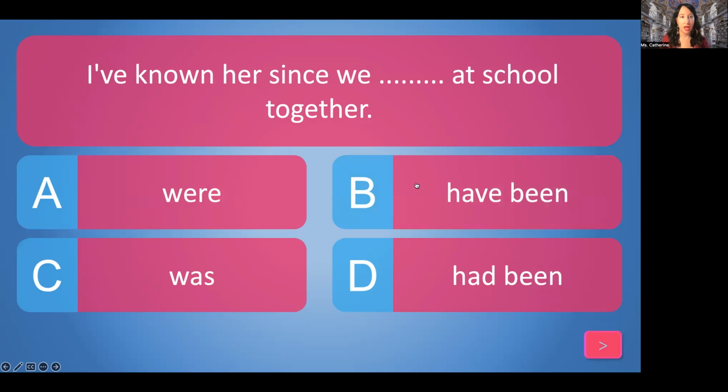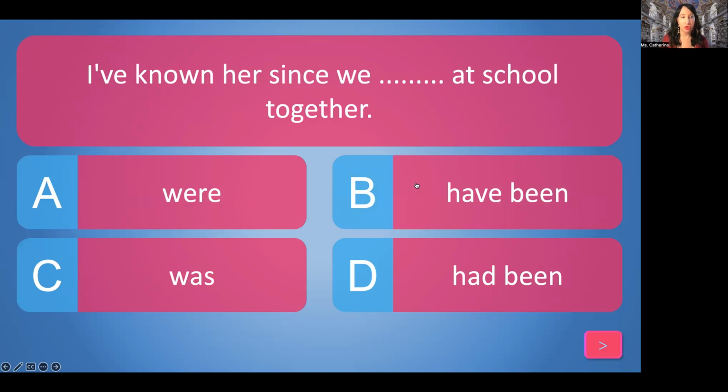How about this one? I've known her since we blank at school together. Would it be A, were, B, have been, C, was, or D, had been? I don't know. This could be tough for everyone. Let's see if we can do this together.